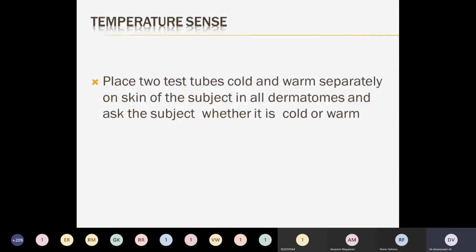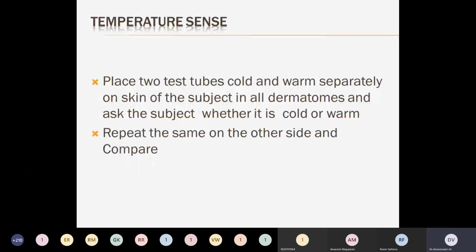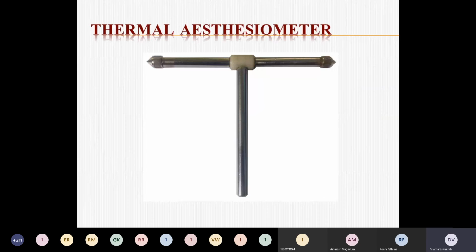For temperature sensation, place two test tubes, cold and warm water, separately on the skin of the subject in all dermatomes and ask the subject whether he is feeling it as cold or warm. Repeat the same on the other side and compare. Report the finding. So this is the thermal aesthesiometer. One side we can fill with cold water.